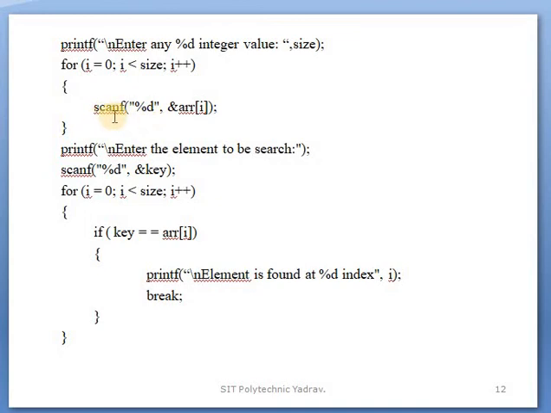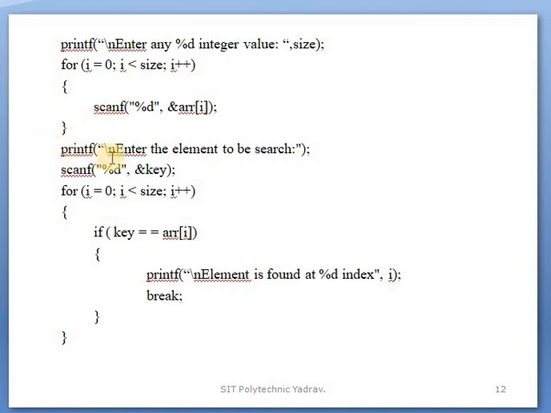Next, scanf with %d and ampersand array of i means the input numbers are stored at the 0th position, then the 1st position, 2nd, 3rd, 4th, 5th, 6th index, one by one as given by the user. The elements are stored in memory through the scanf function.